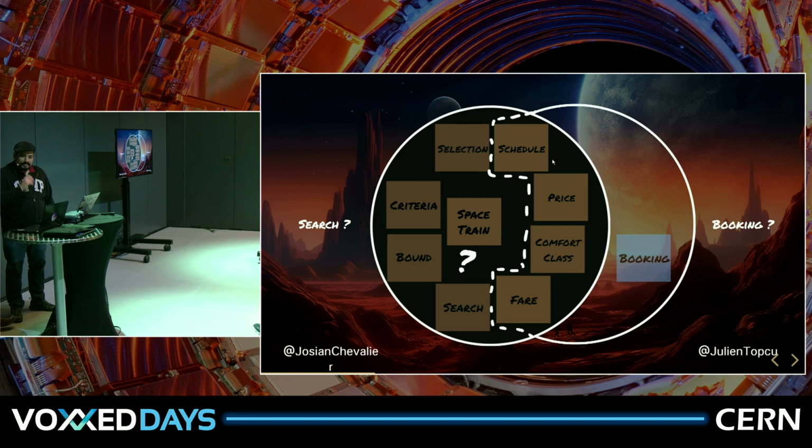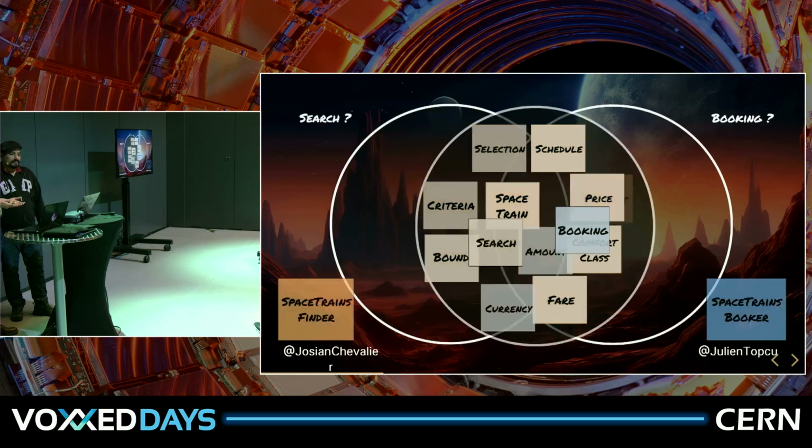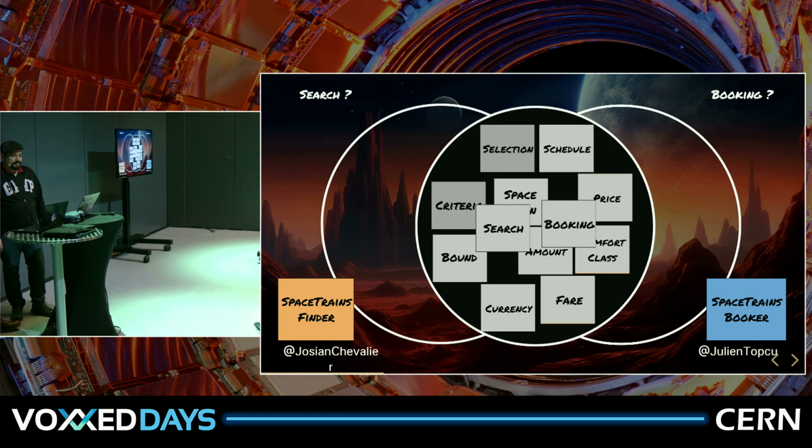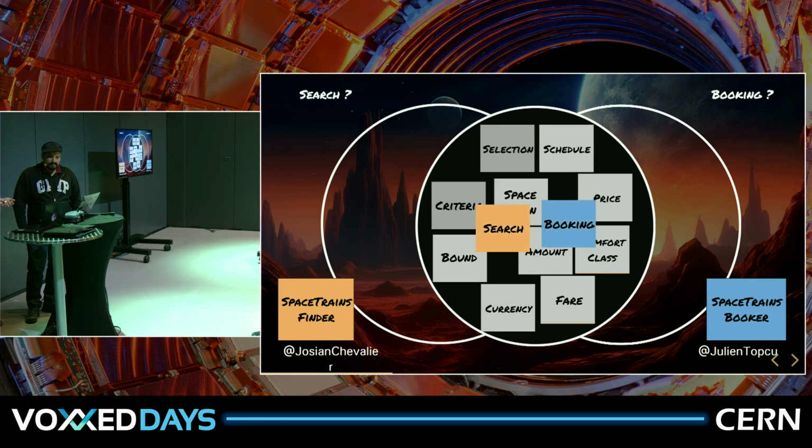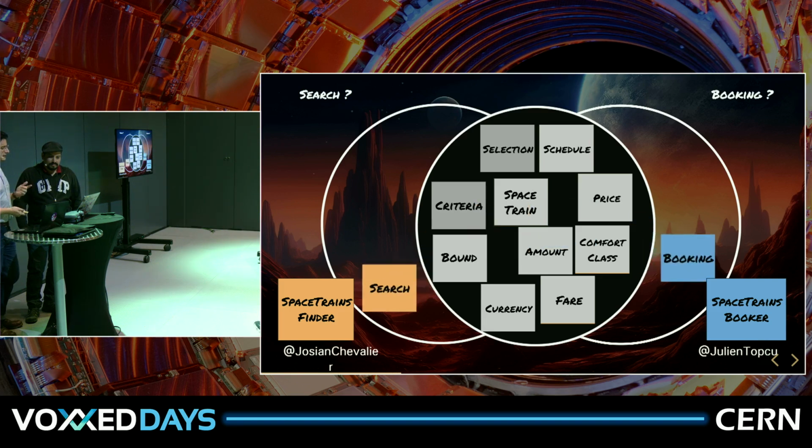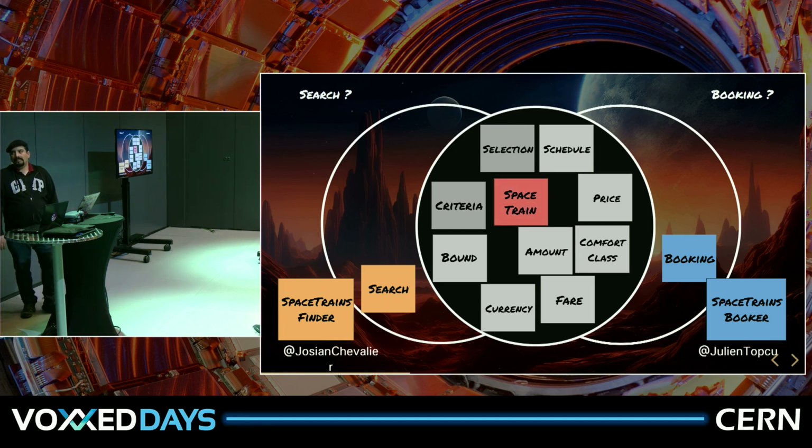As we accept that the boundary between our domains is not very precise and very clear, we have to find another way of splitting it. So we go through the behavior. And we start by separating behavior for the Space Train Finder and the Space Train Booker. These show us that search and booking, big surprise, are each only used in their domain. And they actually each have a different view of the space train. For search, a space train has a list of fares that it has to select from, as well as a lot of other information to help us make the decision.